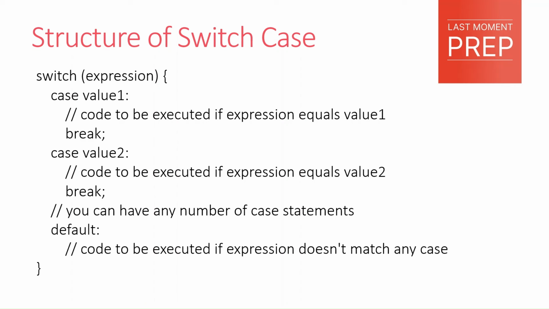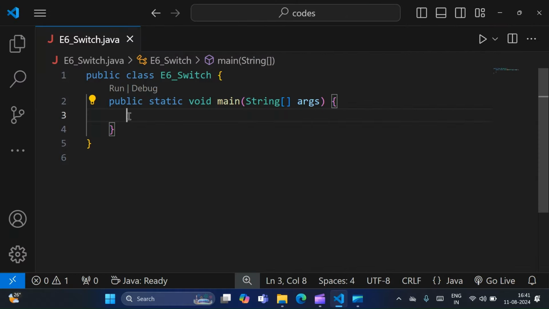Here's how it works. The expression in the switch statement is evaluated once. The value of the expression is compared with values of each case. If there is a match, the code inside the case block gets executed. If no match is found, the default case is executed if you have one. Let's look at an example to understand this better.